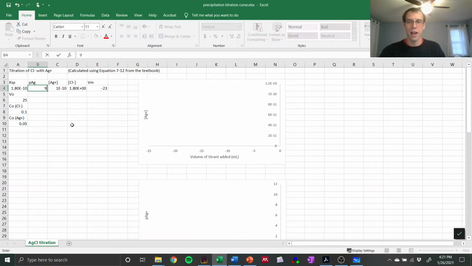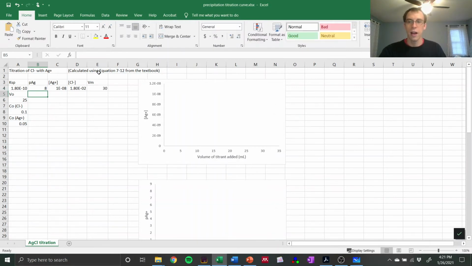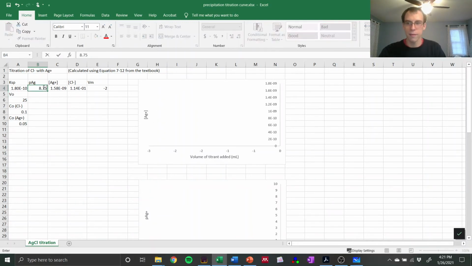So if we try 9, okay, it's less negative, but still negative. We try 8. Now it's positive, so we need something between 8 and 9. Let's try 8.5. That's a little bit better. 8.7, that's pretty close. 8.8, that's too far. So now let's go in between, 8.75. And there we go. We found VM equals 0. You just kind of have to do it by trial and error. And then we can put 8.8.